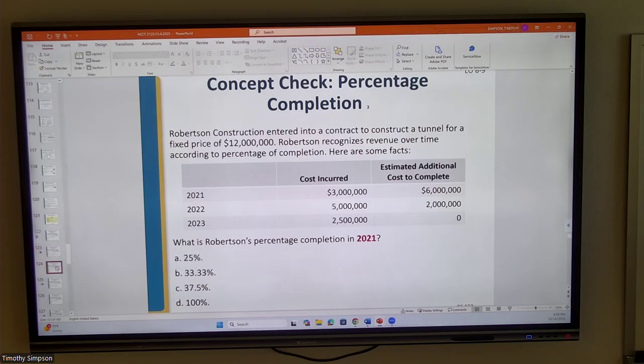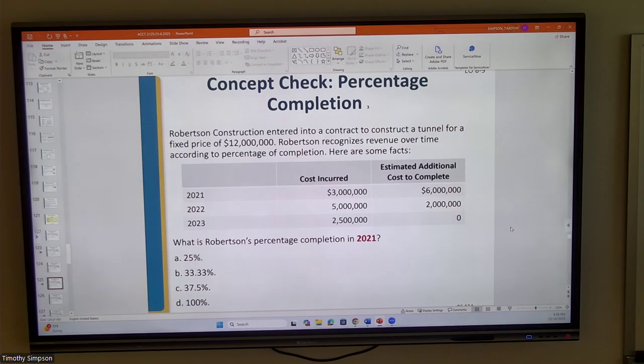So some more examples here, and this is a pretty good example of what's going on. Again, we're not getting into the journal entries or income statement presentation or anything like that, or even balance sheet presentation. All we're simply doing is tracking the percentage of completion in order to recognize revenue. So, same facts, and in this case, what's Robertson's percentage completion in 2021? It seems like these are a little bit out of order, at least I think so. We did 2022 first, now we're going back to 2021.